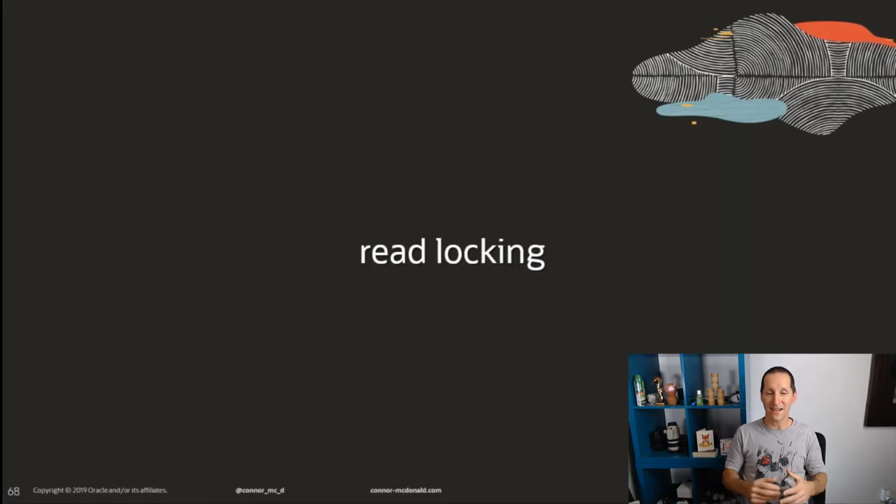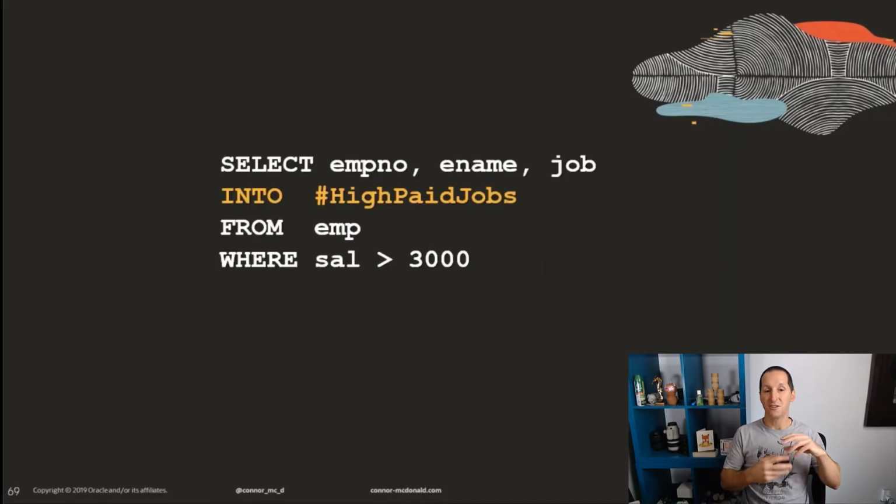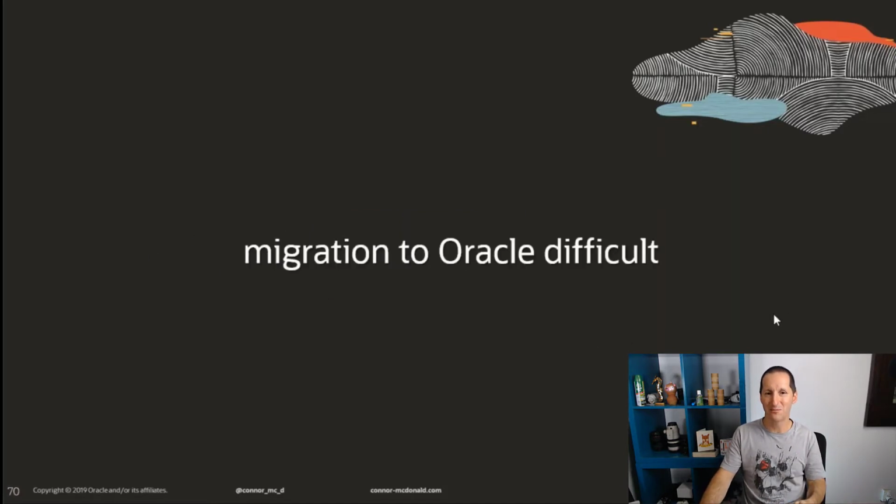So a common strategy to avoid read locking was to do this in other databases. Every time you ran a query and wanted to use that data, you would query it into a temporary structure. In SQL Server, you prefix temporary structures with a hash, and that object, that high paid jobs, is like a dynamically created table on the fly. The data is copied into there, and then the read locks are released on the source employee table. This is still a common technique that people use in databases that aren't Oracle because they want to avoid read locking. So if you're trying to migrate that to Oracle, well, that's pretty hard to do. And that's why we invented private temporary tables.